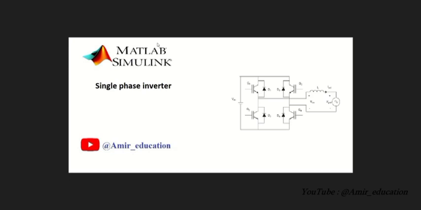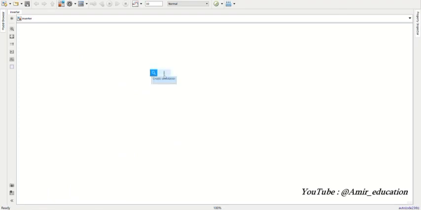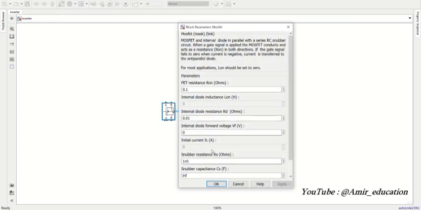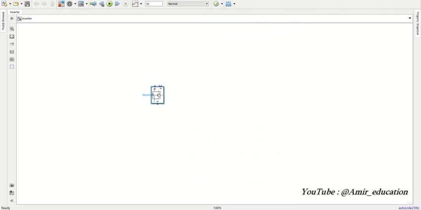I'm Amir Hossein, and in this video I'm going to simulate a single phase inverter. To begin with, I open my Simulink, I add MOSFET blocks, I try to disable the measurement points, so I need 4 of them. Let's connect them.